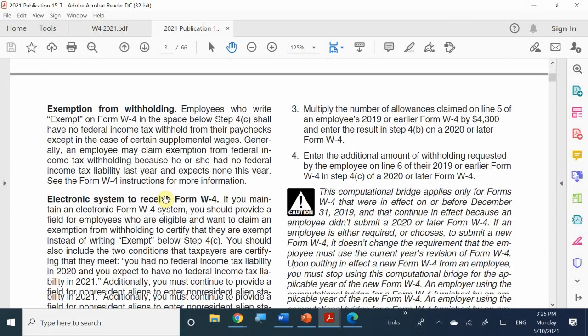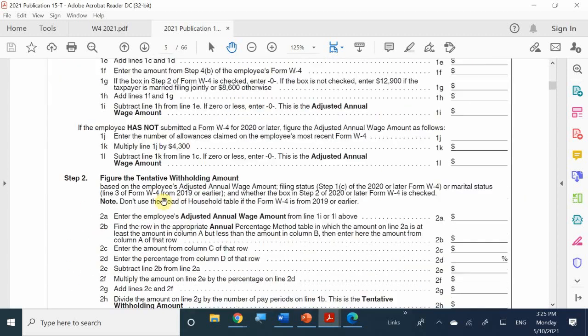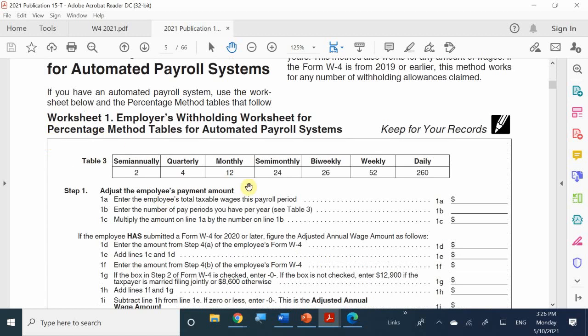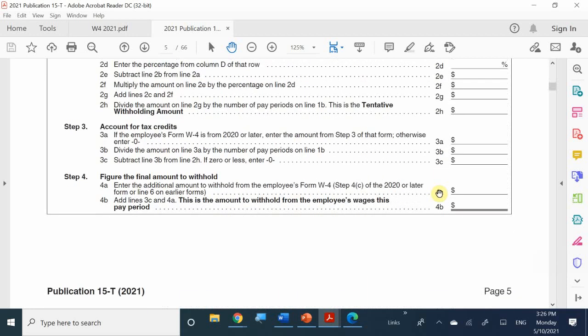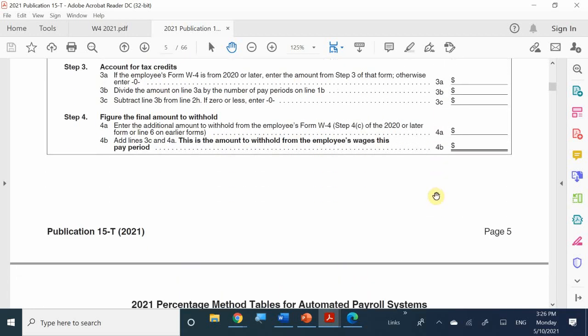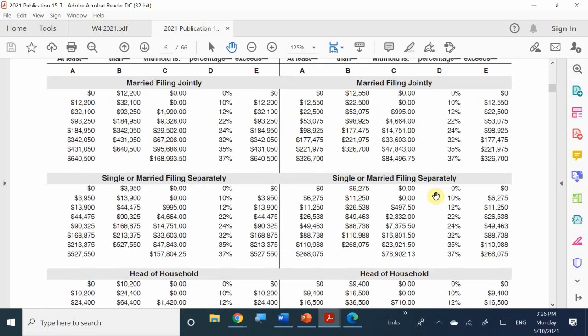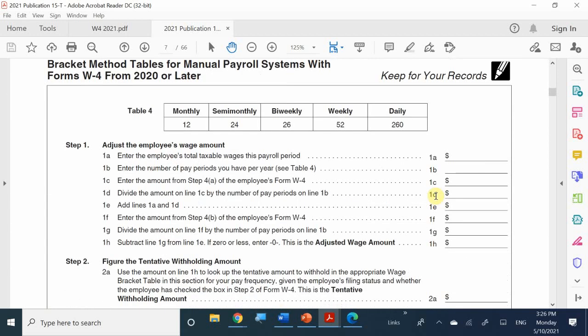If we take a look at the bracket tables, right? It's pretty straightforward, simple and easy, right? You can take a look at this and it gives you a step-by-step on how to calculate it. So this form is very useful, especially if you're not familiar on how to calculate it. It's word for word and it tells you how to do it. Now, this is for automated payroll systems, but this is what the bracket looks like.